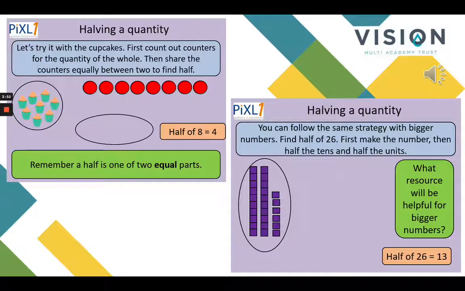When the children have grasped halving with smaller numbers, then we can start to introduce larger numbers and expand on the range of concrete resources, including Dienes. We can use the same strategy as before. So finding half of 26, we're going to make the number using the Dienes, then we're going to half the tens and half the units. We can do that by physically moving the objects away from each other.